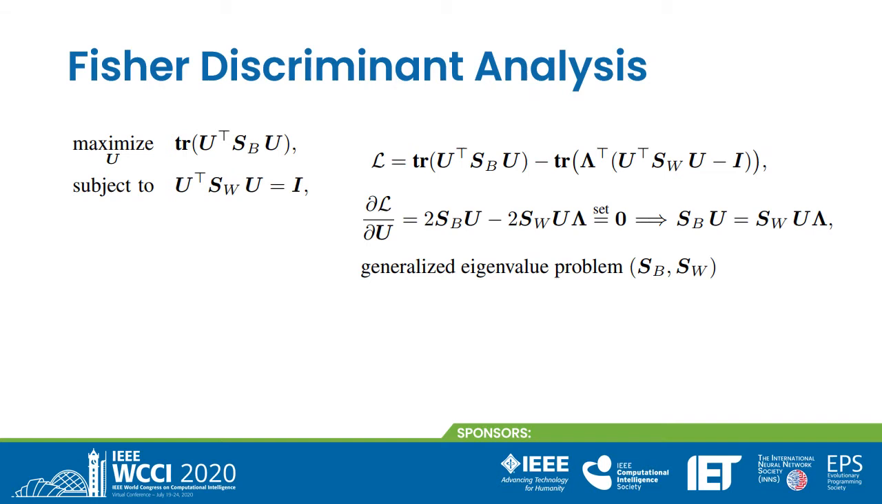If we maximize the Fisher criterion, trace of U transpose SBU over trace of U transpose SWU, this is a Rayleigh-Ritz coefficient, and this optimization can be recast to maximize trace of U transpose SBU subject to U transpose SWU equals a constant. If we write the Lagrangian of this optimization problem, take the derivative with respect to the variable U, and set it to 0, we come up with a generalized eigenvalue problem, SB U equals SW U lambda, where the eigenvectors of this generalized eigenvalue problem span the subspace of FDA.